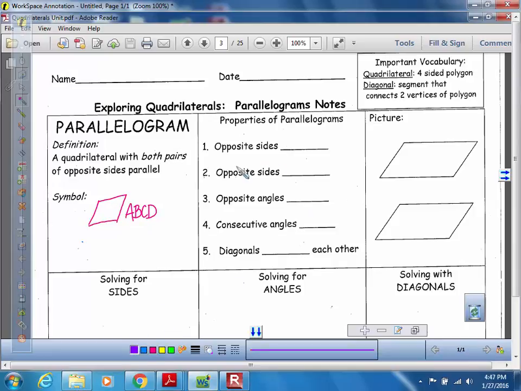Some of the properties that parallelograms hold: their opposite sides are always parallel. So if you're looking at this picture, I know that this side is opposite of this side, so these are parallel. I also know that this side is opposite of this side, so those two are parallel. Another property is that opposite sides are congruent. So not only are these two sides parallel, they're also congruent. So I'm going to put the congruent mark, which also means this side and this side are congruent.